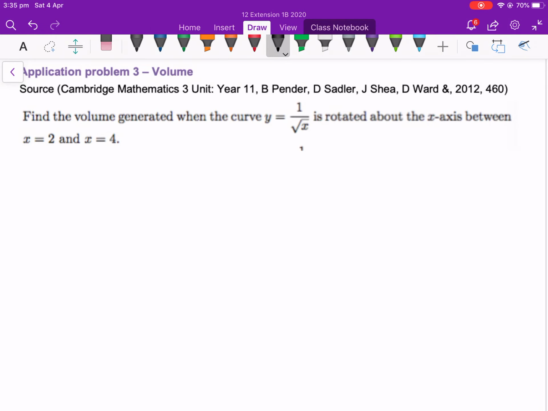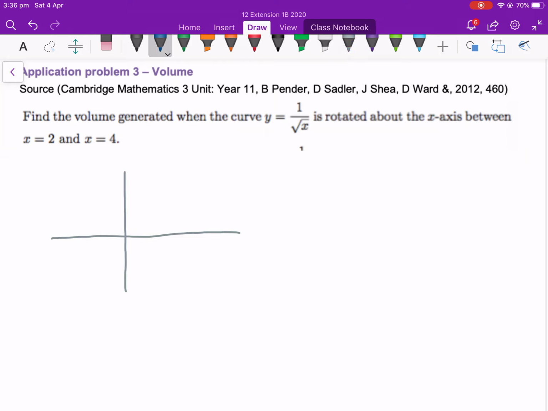Okay, so this last problem is a volume problem. Just a reminder, we've been asked to find the volume generated when the curve y equals 1 on the square root of x is rotated about the x-axis between x equals 2 and x equals 4. Now, it hasn't asked us to sketch this, but we're going to sketch it anyway.